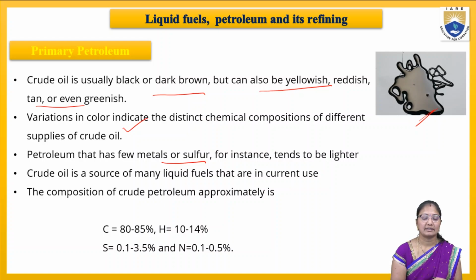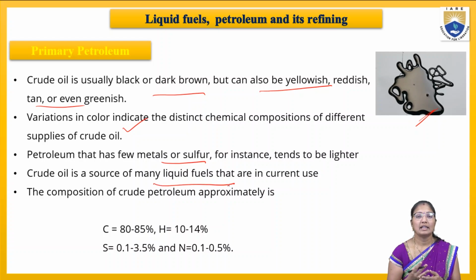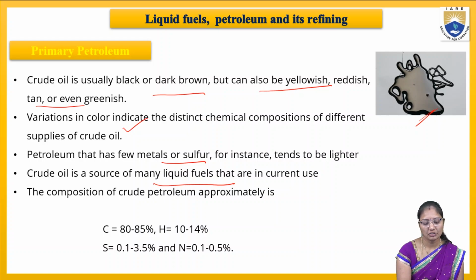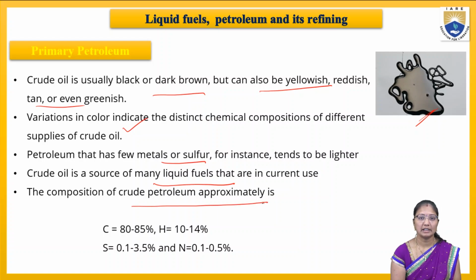Crude oil is a source of many liquid fuels that are in current use. It is a source of all the fuels. So the composition of crude petroleum approximately means, as we know, petroleum's major content is hydrocarbon. So what is the composition of crude petroleum?